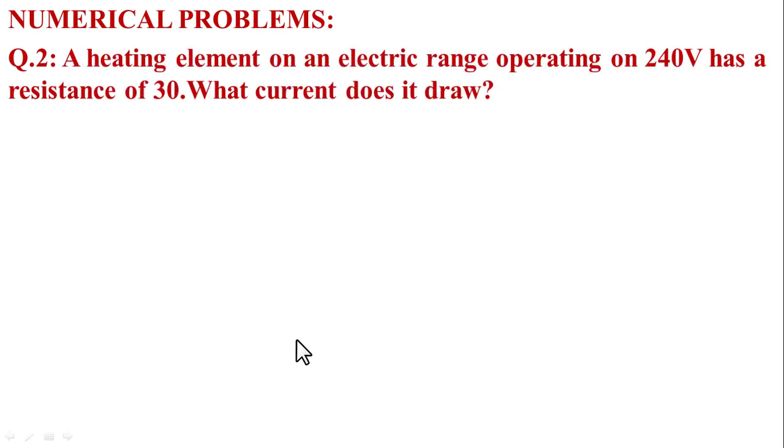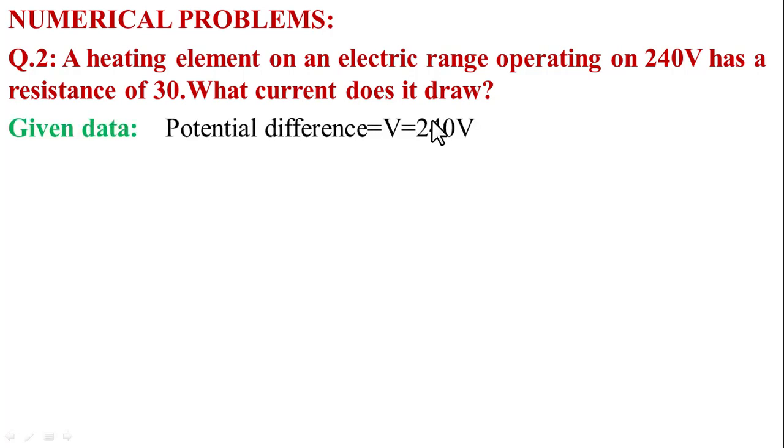Now we will move to numerical problem question number 2. In question number 2, the given statement is: a heating element on an electric range operating on 240 volt has a resistance of 30 ohm. What current does it draw? According to the statement, write the given data. Potential difference V is equal to 240 volt and the resistance R is equal to 30 ohm.